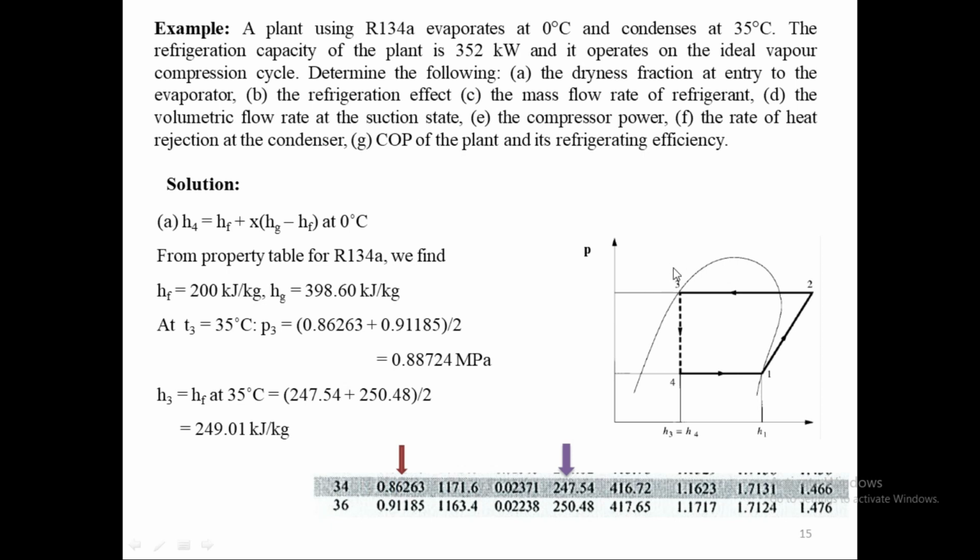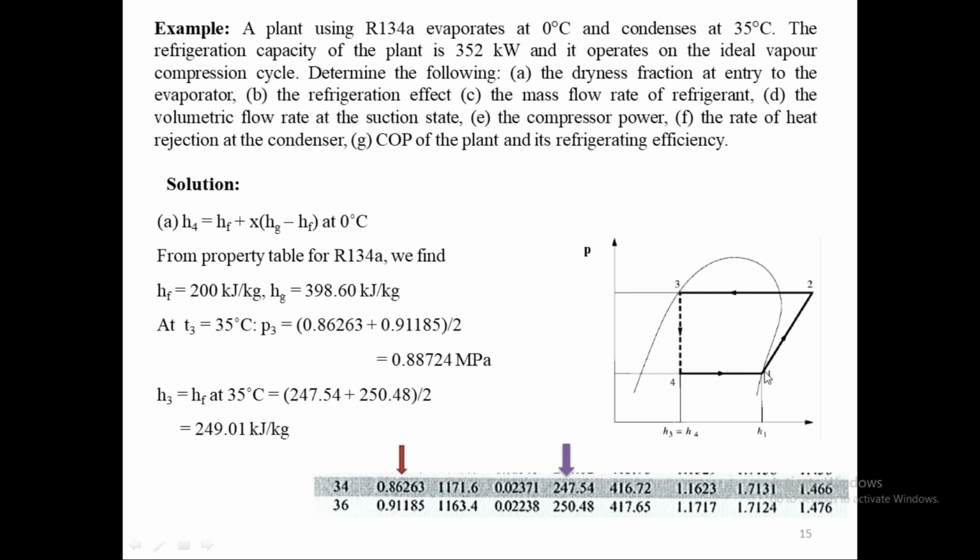Because we will know H3, because the temperature of the condenser is given, we can find out what H3 is from the table. So once we know H3, H4 is known. Once we know H4, we can find out what the X value is. So that's what we will be doing, the dryness fraction at the entry to the evaporator.